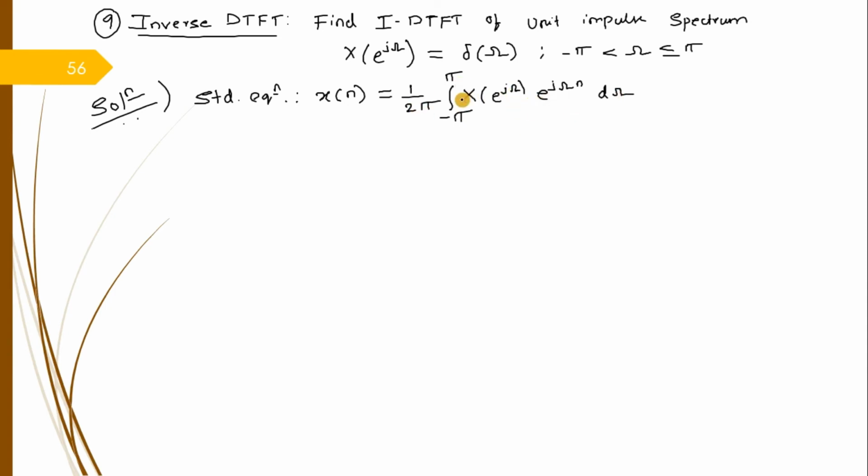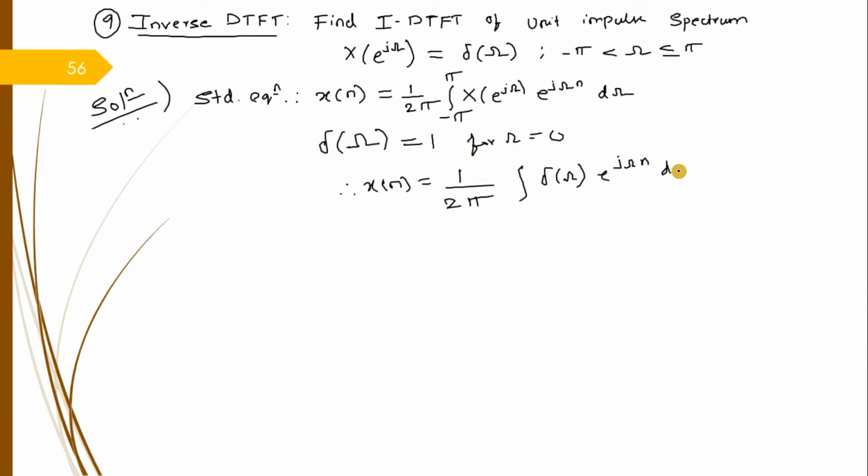Okay, you know that we had given a statement that it is restricted to minus pi to pi, right? So you know that delta omega is equal to 1 for omega equal to 0. Hence x of n is equal to 1 by 2 pi integral of delta omega e raised to j omega n d omega.